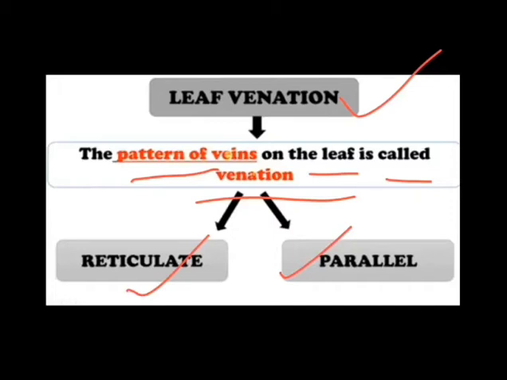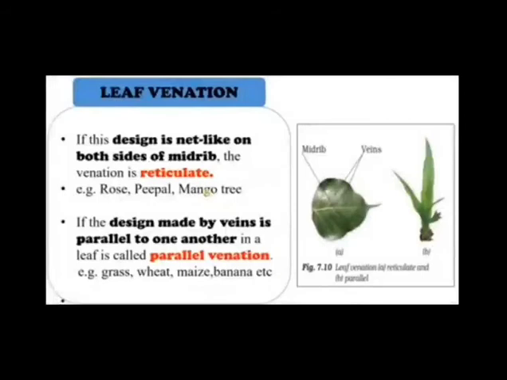So first of all we will discuss reticulate venation. If the design is net-like on both sides of the midrib, the venation is reticulate. We all know that this midline is known as the midrib, and the net-like design which is present on both sides of the midrib is known as reticulate venation. This is a net-like design present on both sides of the midrib. You can see this design looks like this.